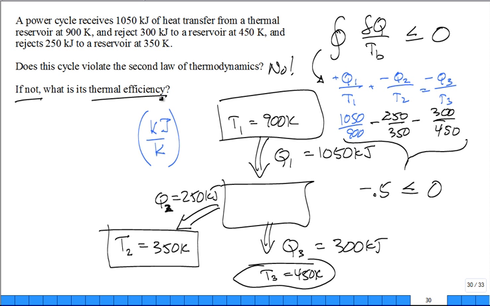Well, what is W coming out? You do the first law: 1050 in, 250 out, 300 out. The rest of it had to come out. So this is 550 out. It's 500 kilojoules in work, true? And so the thermal efficiency is 500 kilojoules of work per 1050, a little bit less than 50%. That's about negative 0.2. Okay, negative 0.2. Thank you. It's still okay.